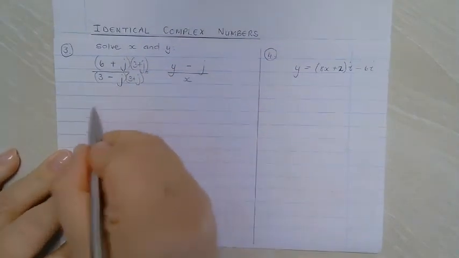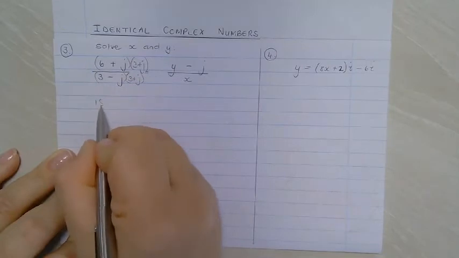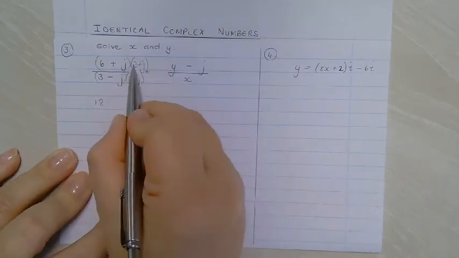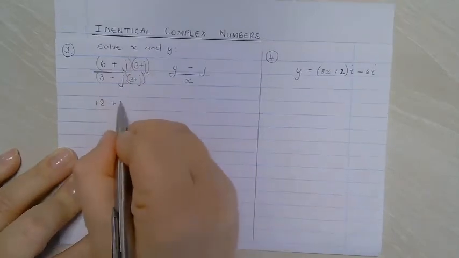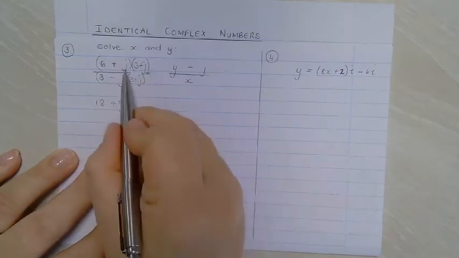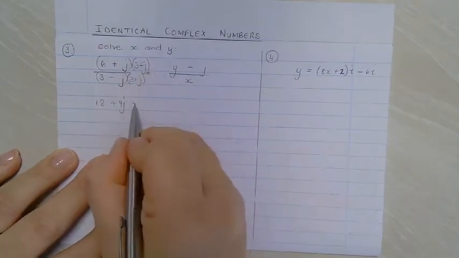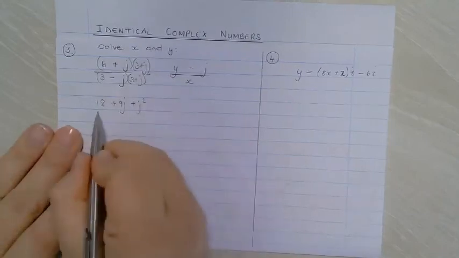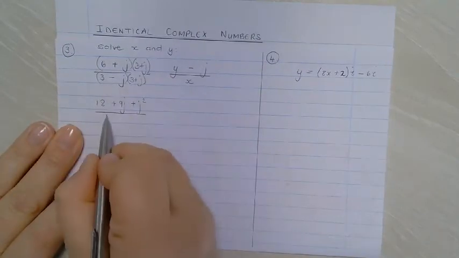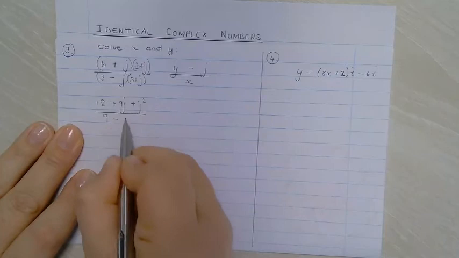So if we do this, 6 times 3 is 18. That will give 3j plus 6j, which gives us 9j. And then j times j will give us plus j squared, all over 3 times 3 is 9 minus j squared.